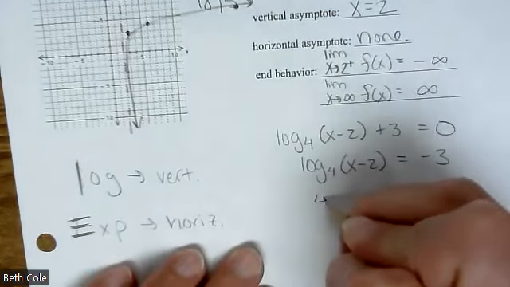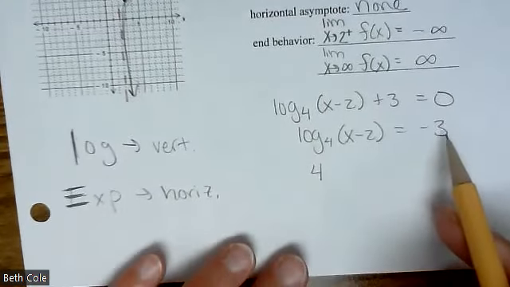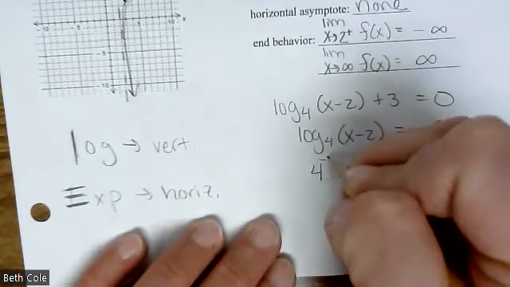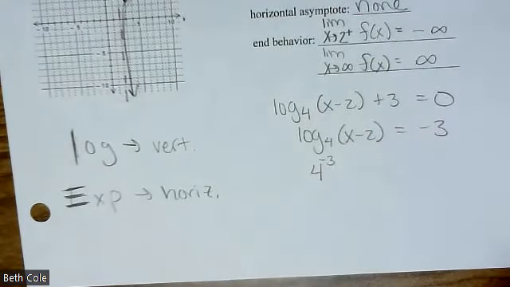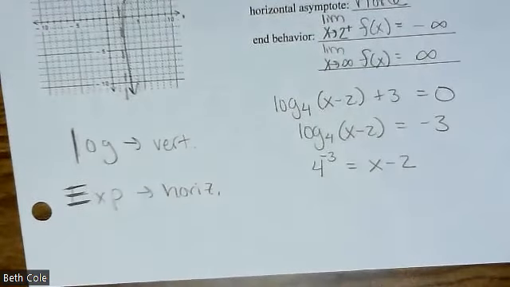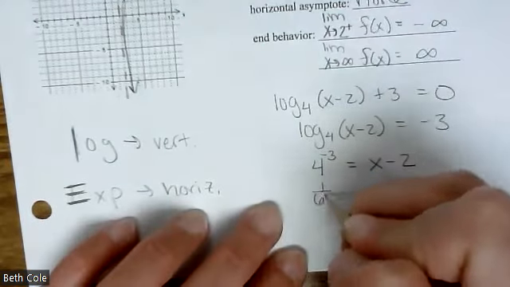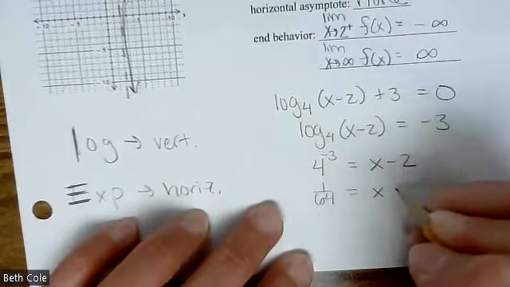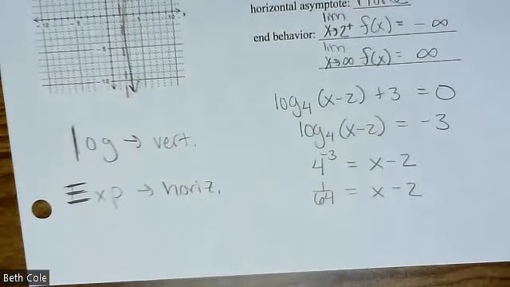4 is the base, to the power -3 equals x minus 2. Now we have to work that out. And I told you it was going to be a fraction. What is 4 to the 3rd? 64, but because it's negative, it'll be 1/64. And what's your last step to get the x by itself? You have to add 2.